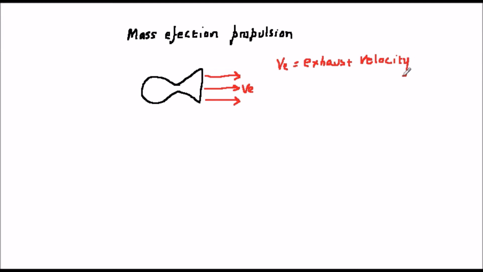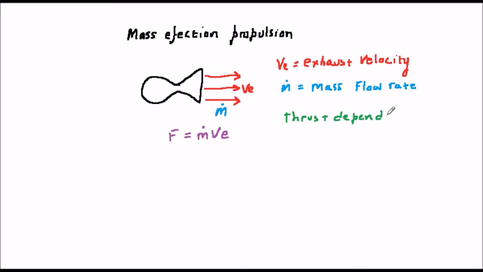Let's first look at mass ejection propulsion. This works by accelerating mass out of an exhaust. The thrust from such a system is given by the formula F equals m dot V_E, where m dot is the mass flow rate of exhaust gas in kilograms per second, and V subscript E is the exhaust velocity in meters per second. I'll link a simple derivation of this formula in the top right of the video for your interest.